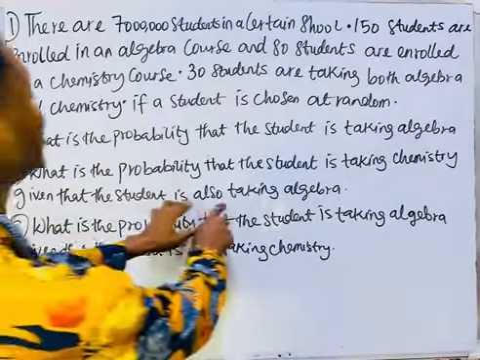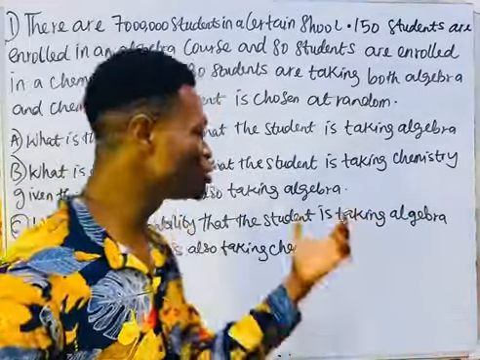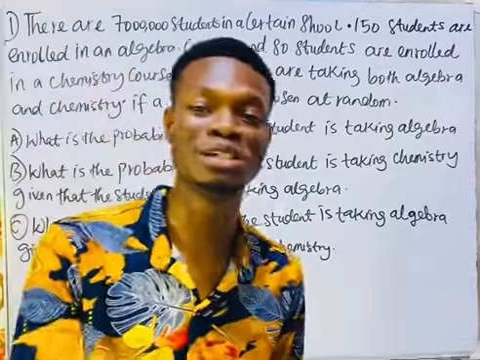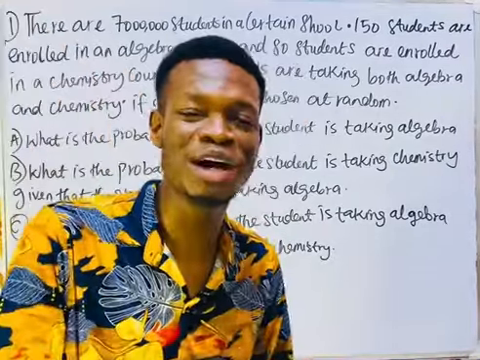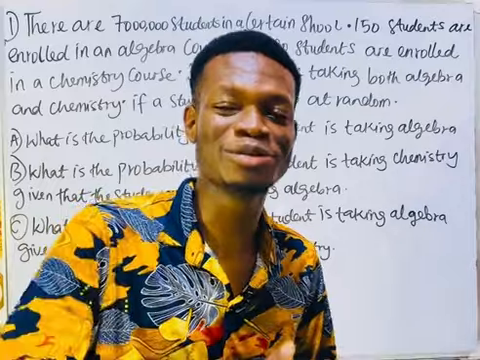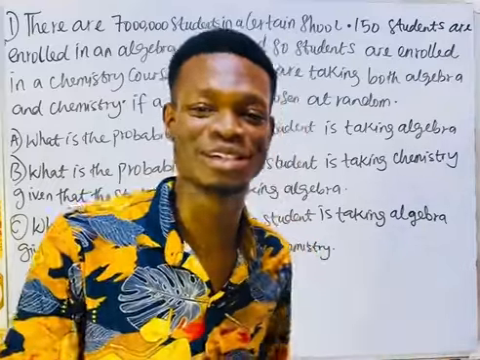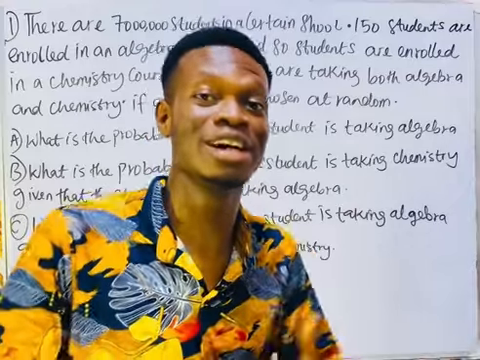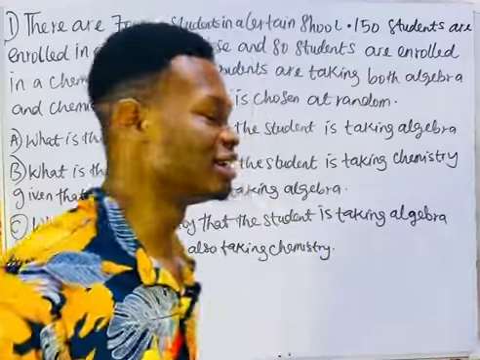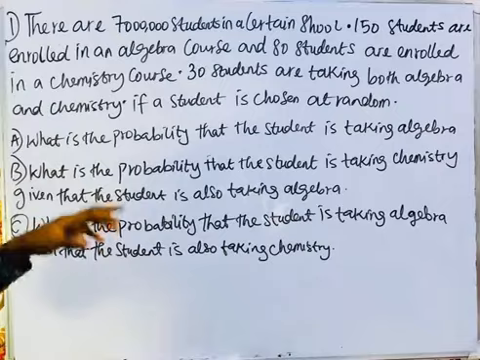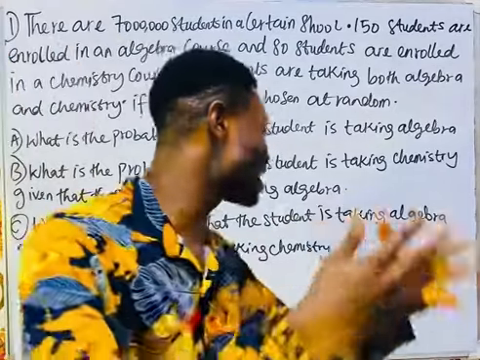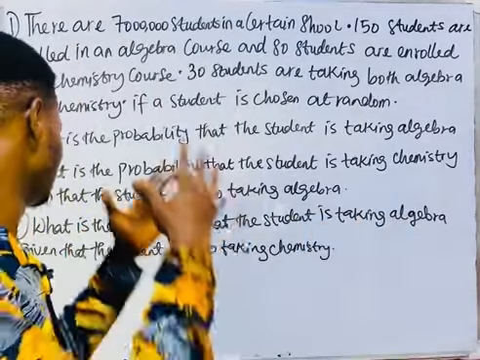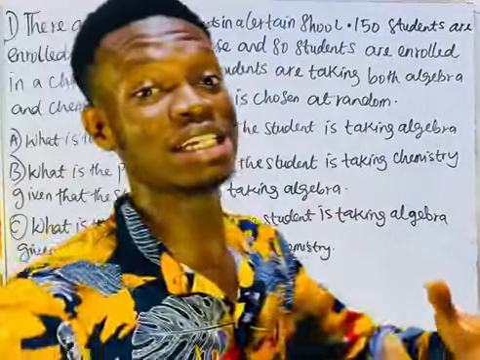Given that the student is also taking algebra, this shows you that this is a conditional probability question. Given. Anytime you have given, it is conditional. Like when someone wants to give you money, the probability of that person giving you money is conditional. Then C: what is the probability that the student is taking algebra, given that the student is also taking chemistry?